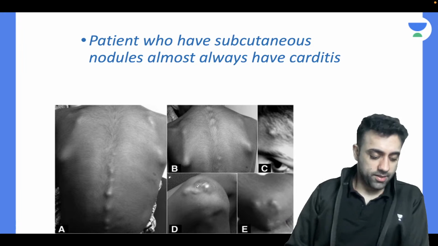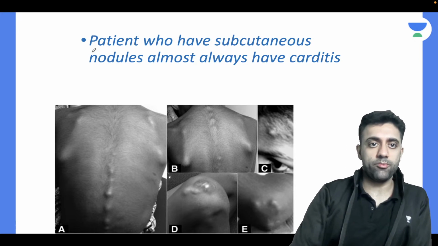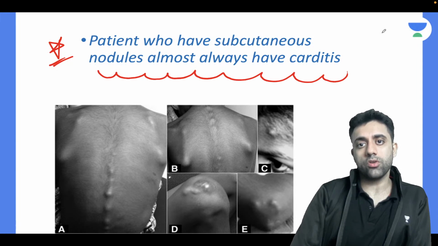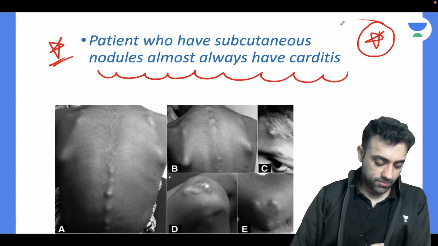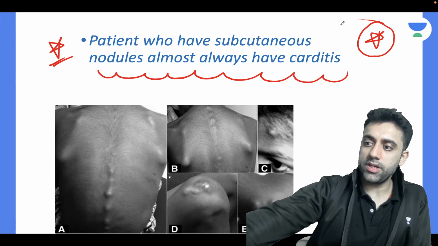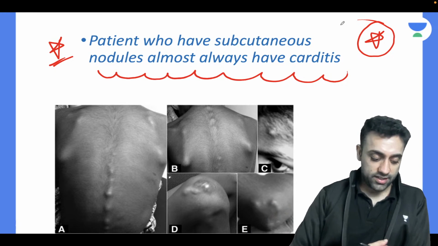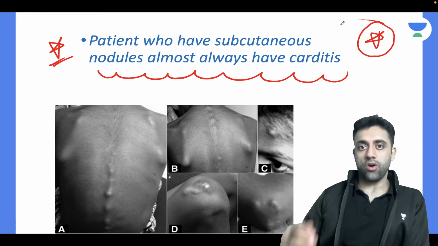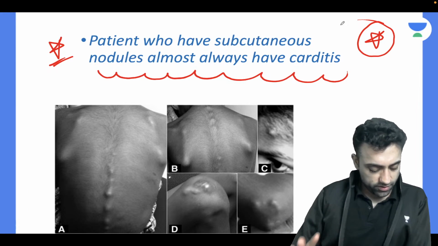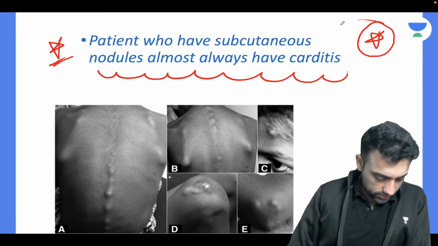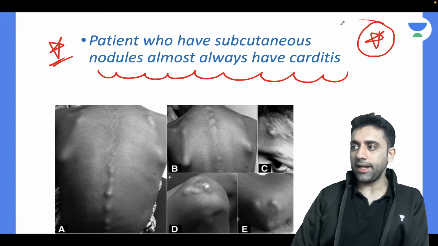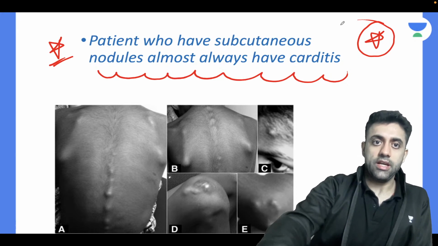The second important point is that patients who have subcutaneous nodules almost always have carditis. Star mark. Very important question. Patients who have subcutaneous nodules almost always have carditis. Please, this is very important. Okay, has everyone understood? I hope I'm able to make you understand. Very good. Next important point.